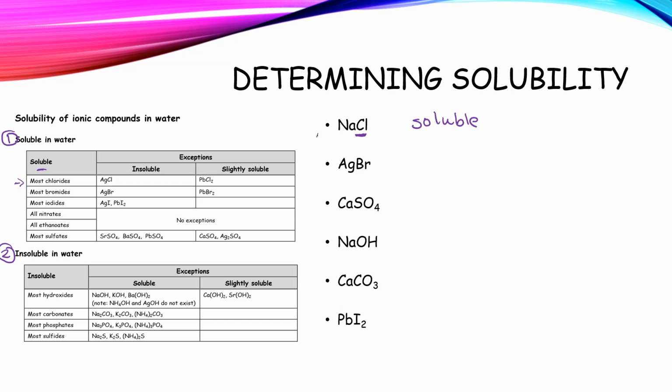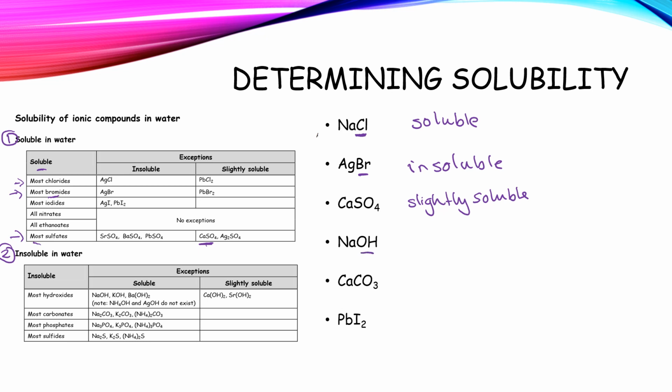Let's look at our second example, a bromide. And if we look here, most bromides are soluble. But silver bromide is insoluble because it's an exception. Look at the next one, calcium sulfate. So most sulfates, looking at the sulfates, are soluble, and calcium sulfate is slightly soluble. That means that at very, very low concentrations, it will dissolve in water. At higher concentrations, it will be insoluble.